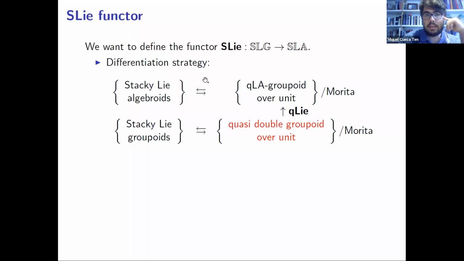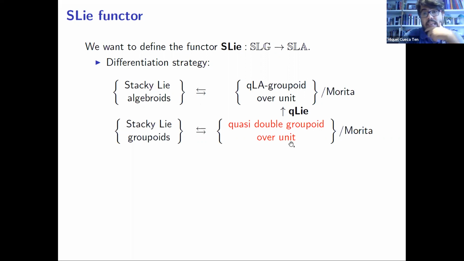So the strategy here is just to use this definition using doubles. So Stacky Lie groupoids must coincide with some quasi-double groupoids over the unit modulo Morita, and then we will use some quasi-Lie functor, and then we come back to a Stacky Lie algebroid. We can produce a Stacky Lie algebroid. This is the idea of the strategy, how to go from a Stacky Lie groupoid to a Stacky Lie algebroid.